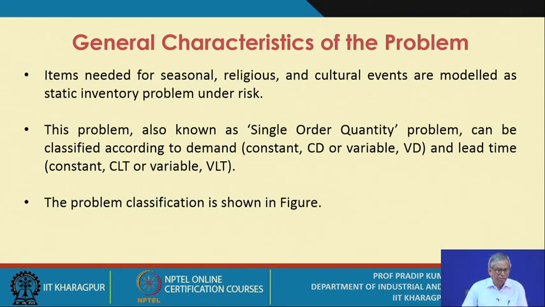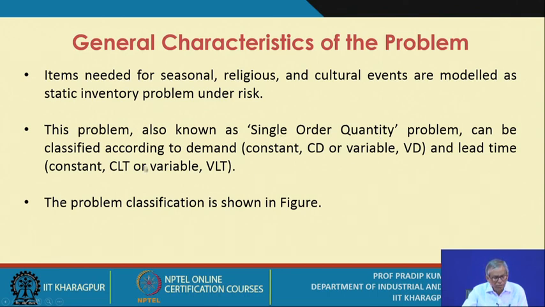Okay, items needed, this point is to be noted, items needed for seasonal, religious and cultural events are modeled as static inventory problem under risk. Is it okay? This problem is also known as the single order quantity problem, right? If you go through the texts, if you go through the case studies, many a time this is referred to as the single order quantity problem.